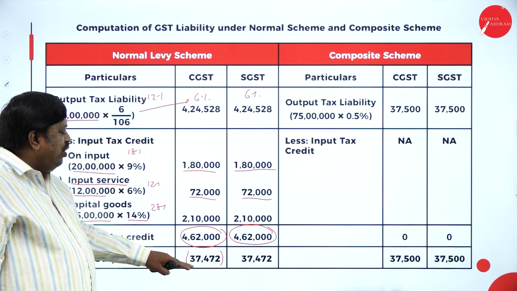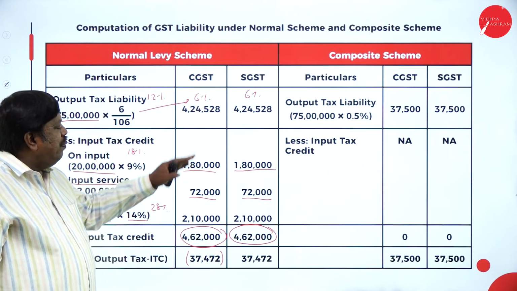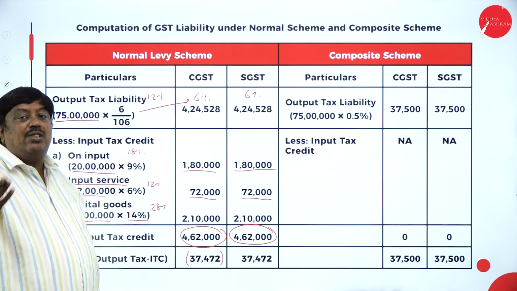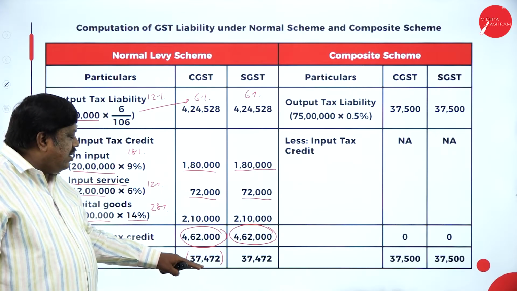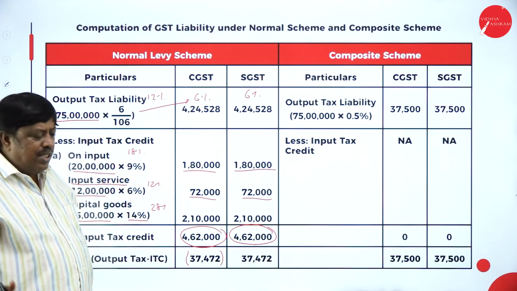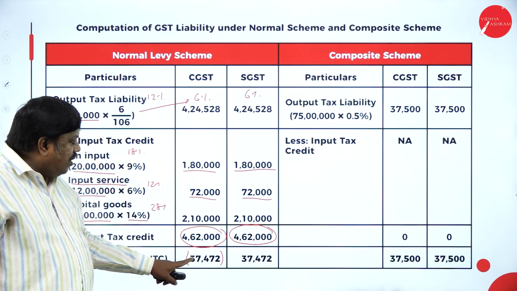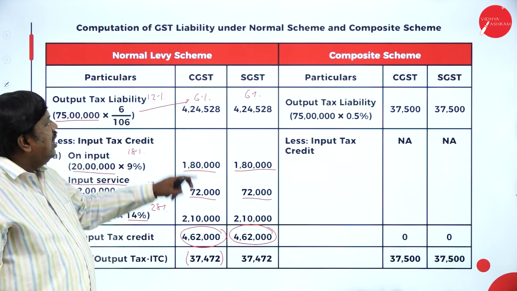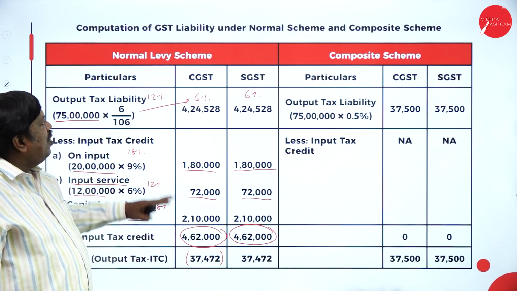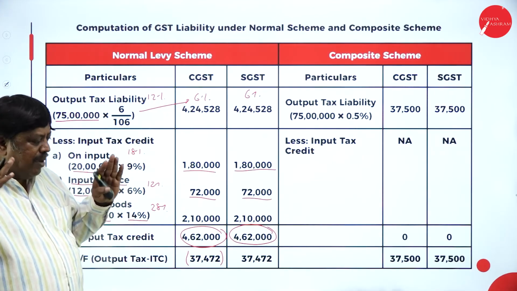There is no need to pay tax to the government because we have paid excess tax to the government. That has to be adjusted in the other transactions. We have paid an excess of 37,472 under the normal scheme. This is the concept we have under the normal scheme.